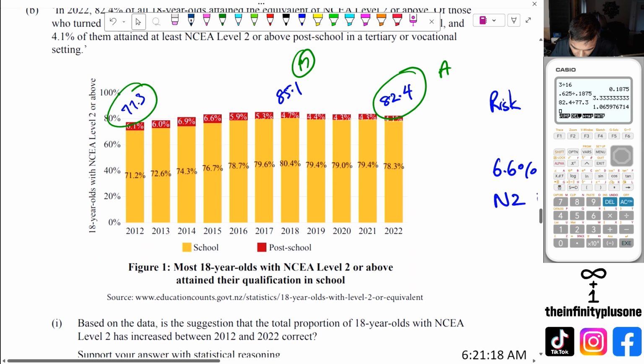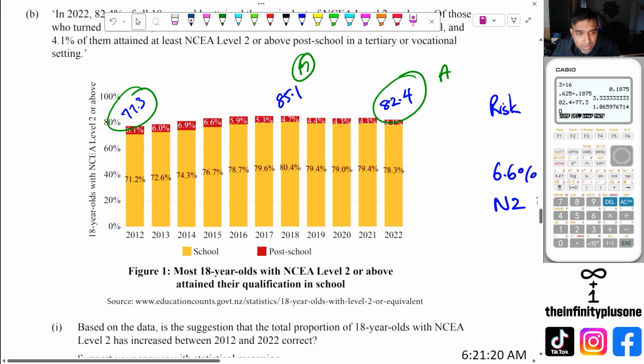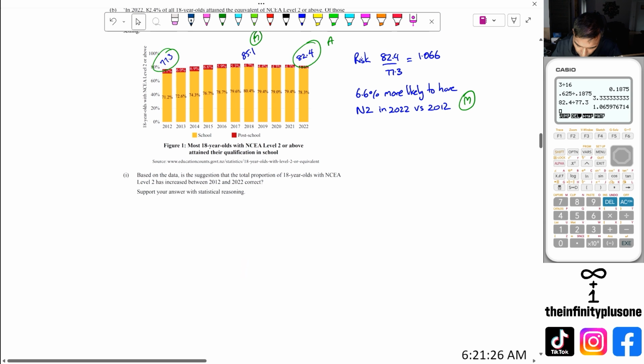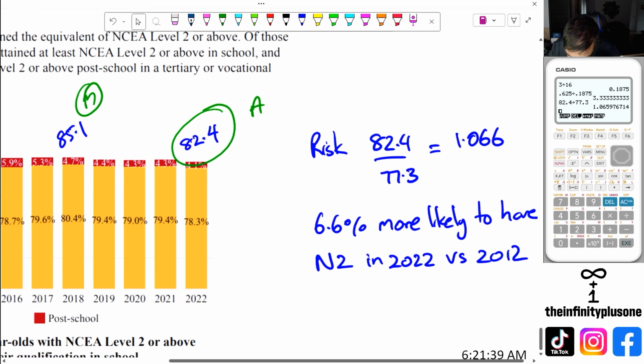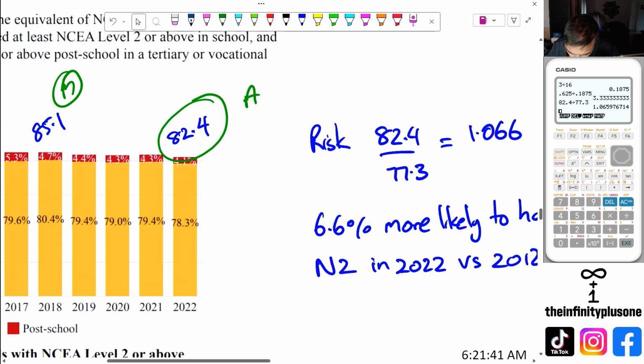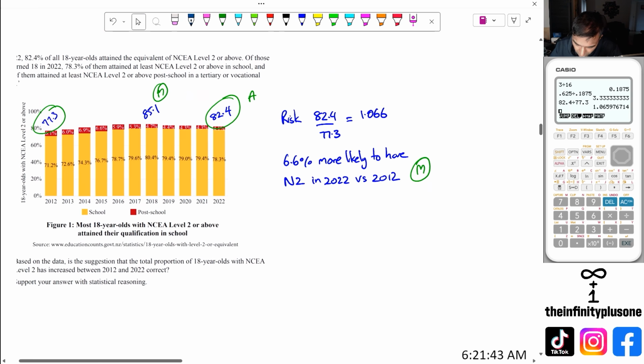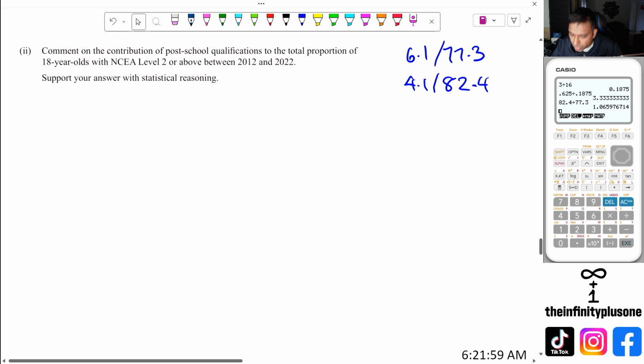So post-school, that's the red one. So 6.1 out of 77.3 is post-school. So it's going to be 6.1 out of 77.3. And then in 2022, we've got 4.1 out of 82.4. So what I could do is I could actually look at the relative risk for this.